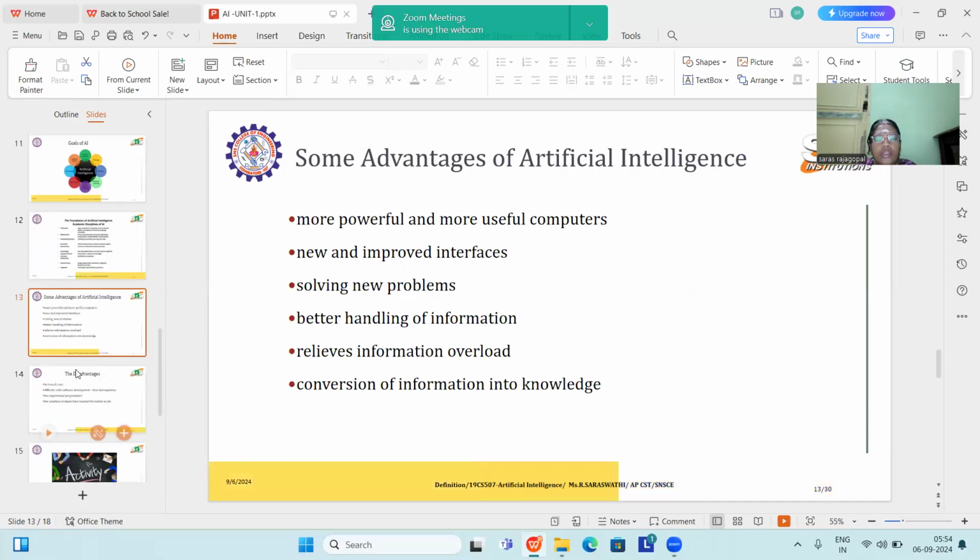Some of the advantages of artificial intelligence. There are more powerful and more useful computers, new and improved interfaces, solving new problems, better handling of information, relieving information overload, and conversion of information into knowledge.